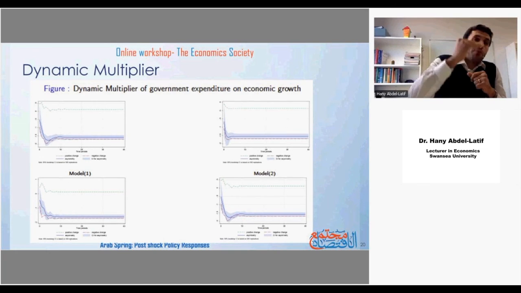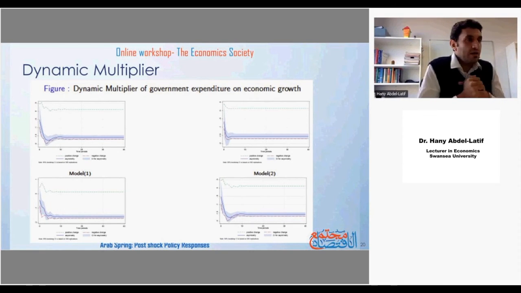You will see the positive impact, the green line, is above zero, which means positive changes will have a positive impact. So if you increase government spending, it will have a positive impact on economic growth. And the red line, in the four specifications, again, is below zero, it is negative, so if the government drops its spending, this will have a negative impact on economic growth in Egypt.